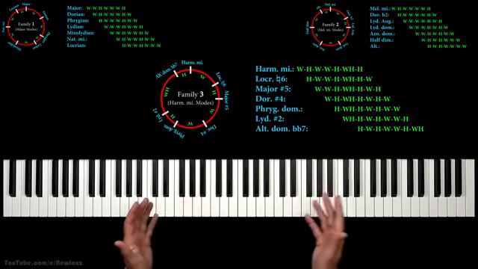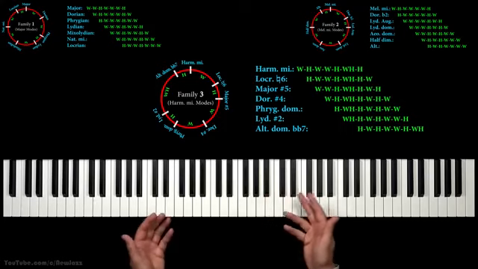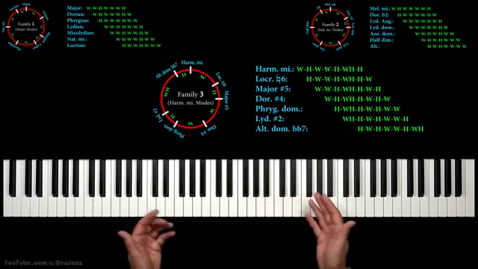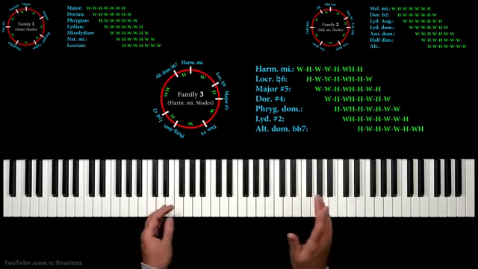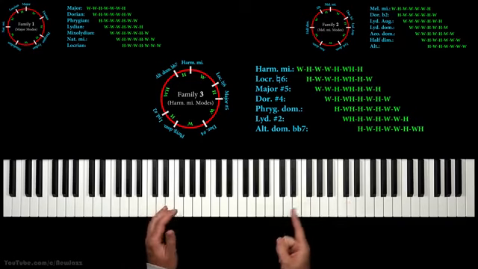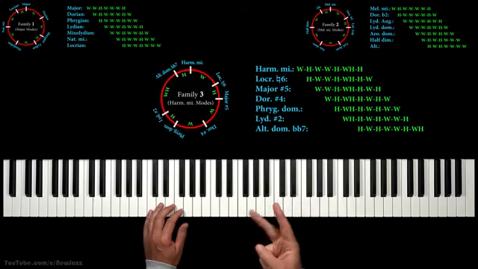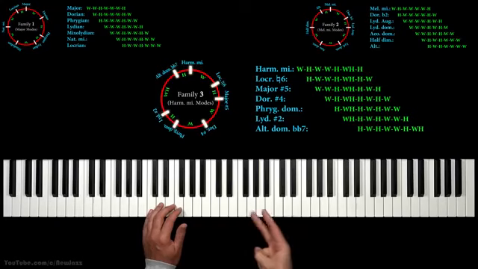So, already now we have 3 families, each containing 7 members. That's 21 different scales in total. Each scale is defined by 1. The family and its circular interval pattern, and 2. The starting point on that pattern, right?